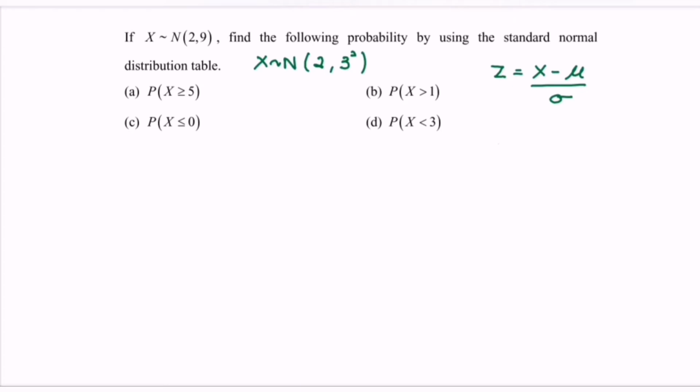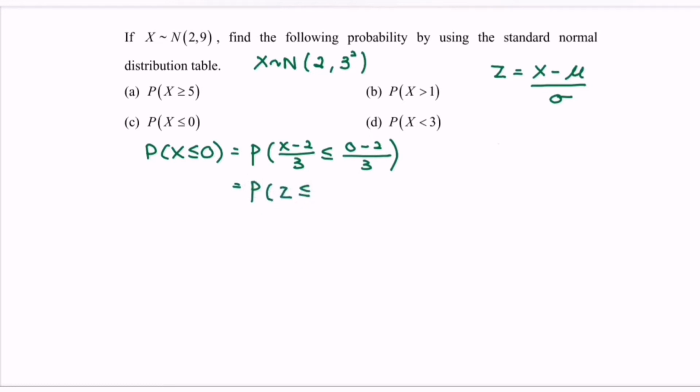Kindly refer to C, where we have the probability that x is less than or equal to 0. Do remember, the sign is not important because this is a normal distribution. What we have to do is to standardize the situation. The probability that (x minus 2) over 3 is less than or equal to (0 minus 2) over 3. Simplify: the probability that z is less than or equal to negative 2 over 3, which is negative 0.67. Next is to sketch the graph.